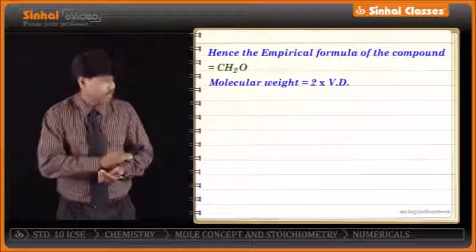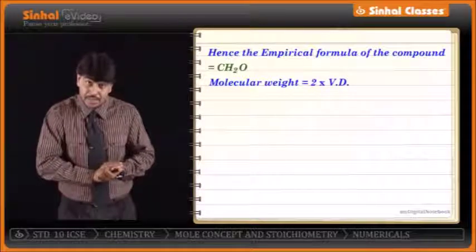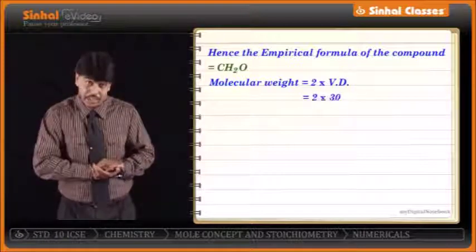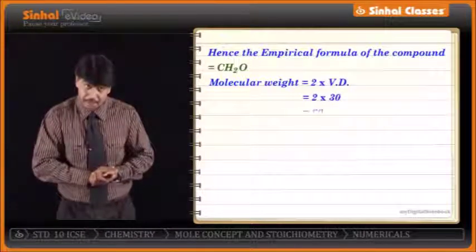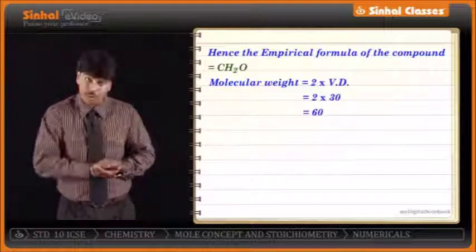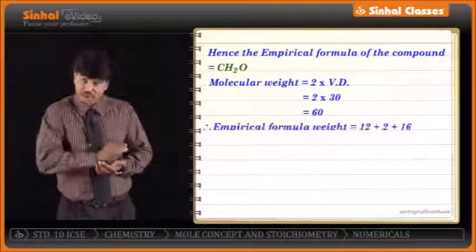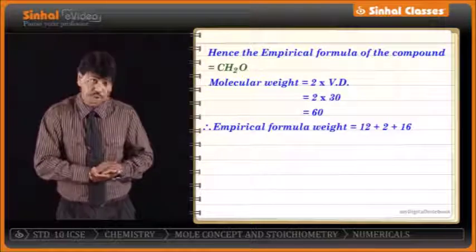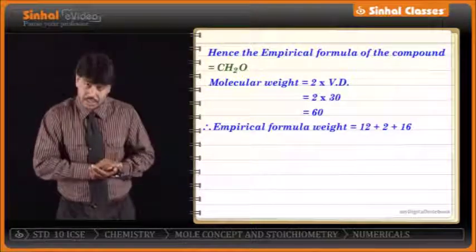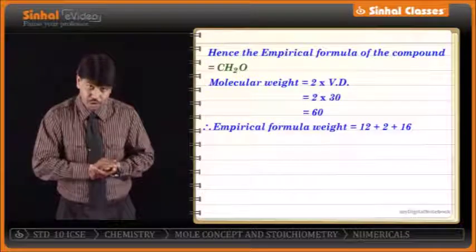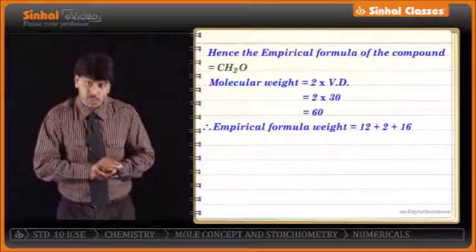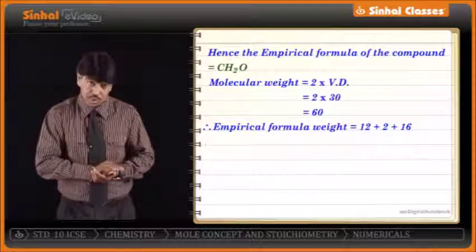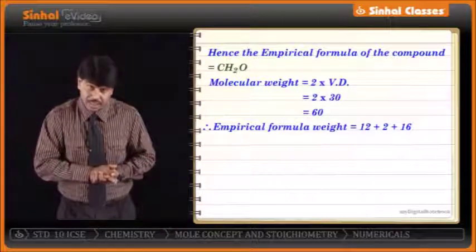Whereas, let's find out the molecular weight. For molecular weight, it is 2 into vapor density. Vapor density is already given to us. So 2 into 30, that is equal to 60. Whereas the empirical formula weight will be for CH2O: carbon weight is 12, hydrogen 2, oxygen 16. Why have we taken 2 for hydrogen? Because it is H2 in the empirical formula. So 12 plus 2 plus 16 comes out to be 30.